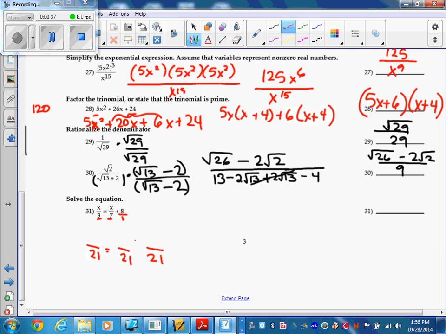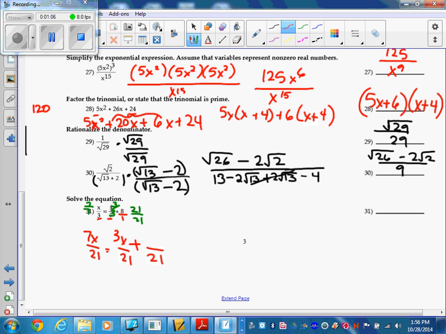So we have to decide what to multiply this by. I'm going to multiply this one by 7 over 7. I'm going to multiply this one by 3 over 3. And I'm also going to multiply this one by 21 over 21. So this becomes 7x. This one becomes, now I can't read that, 3x.